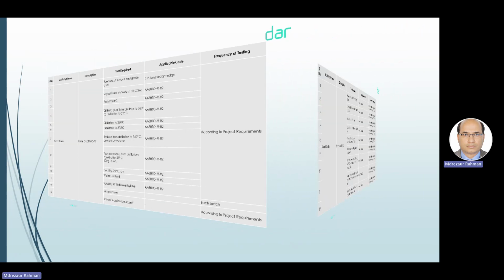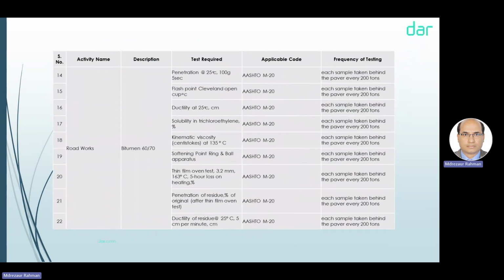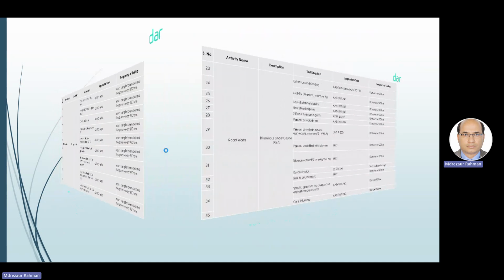This is a prime coat, for bitumen 60/70. This is a list of testing. When you go to the batching plant, we have to collect the sample and do this testing: penetration, flash point, ductility, solubility, kinematic viscosity, softening point, thin film. This is the list of testing we have to do for the bitumen, and the frequency is also mentioned here.